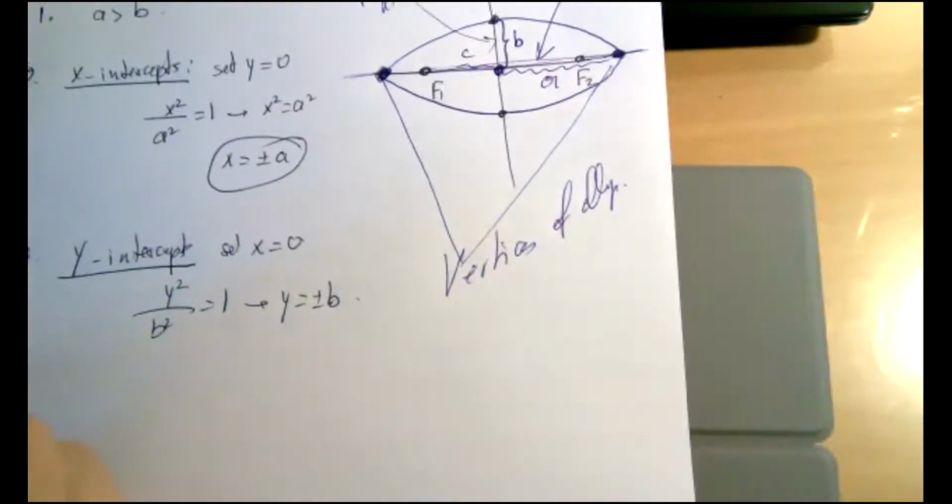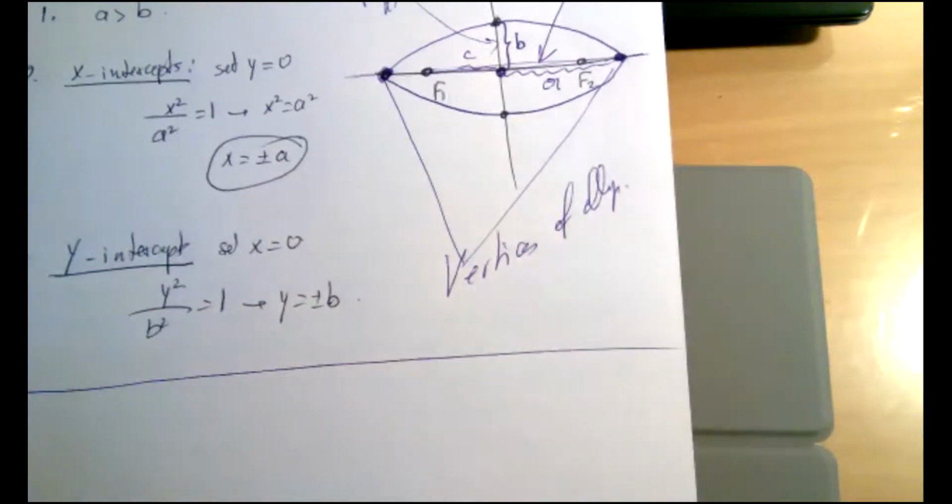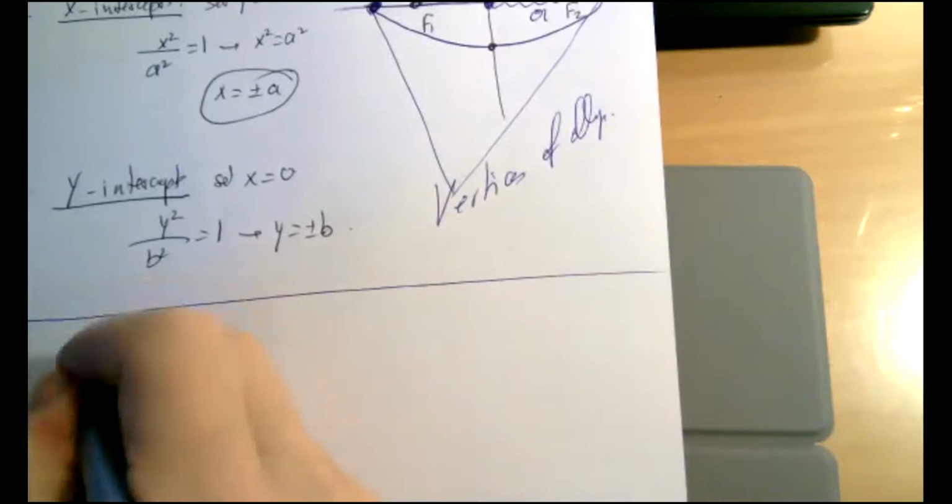So before we take a very straightforward example, part 2 would be the following. What if we put the foci on the y-axis?